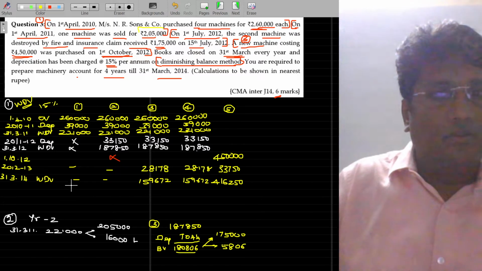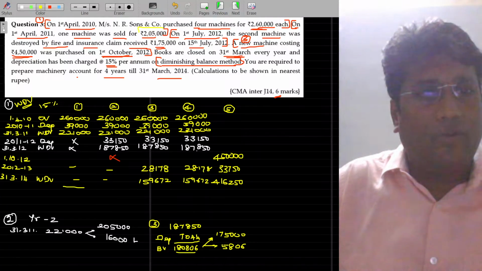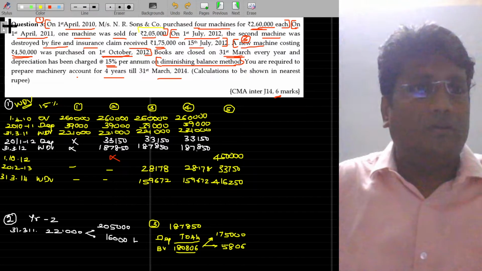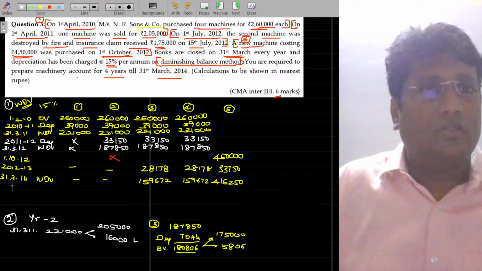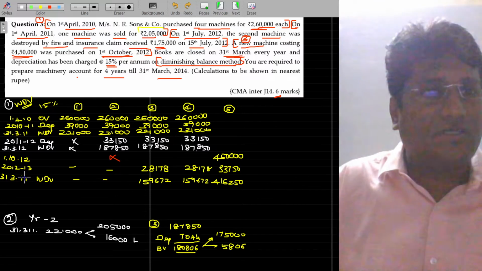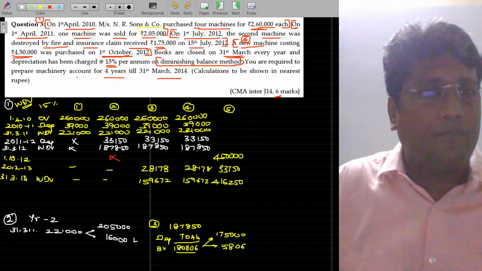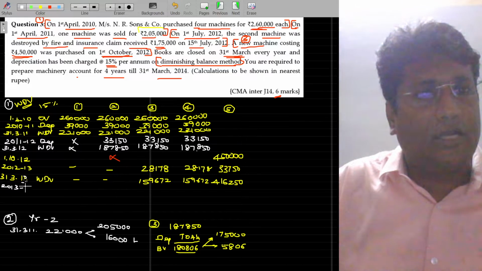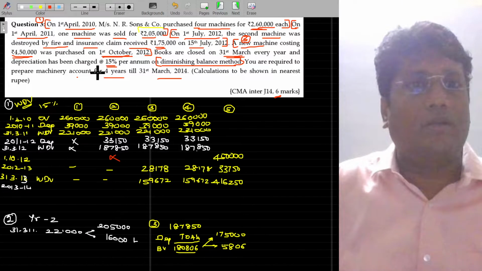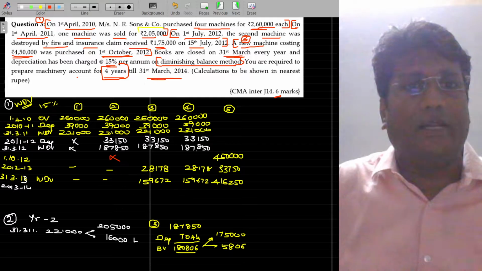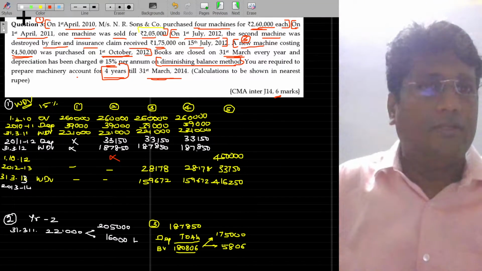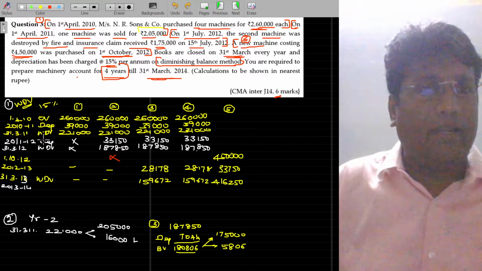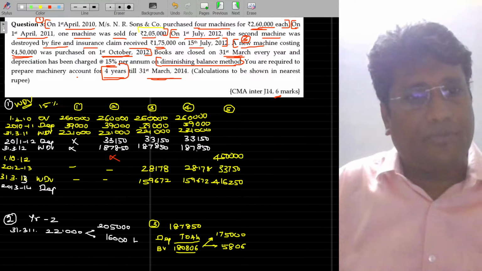Now, we have to find out the next year depreciation. This is 13, right? Now we have to calculate the depreciation for 2013-14 because we are supposed to prepare up to how long? 4 years, till 31st March 2014. So for the last year, we don't have any other adjustments, so directly claim the depreciation.